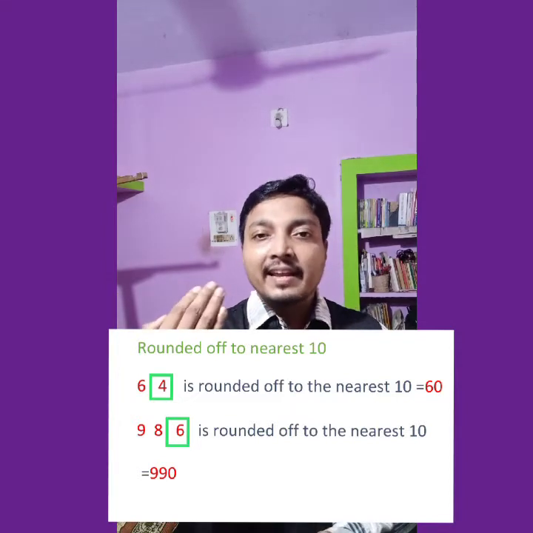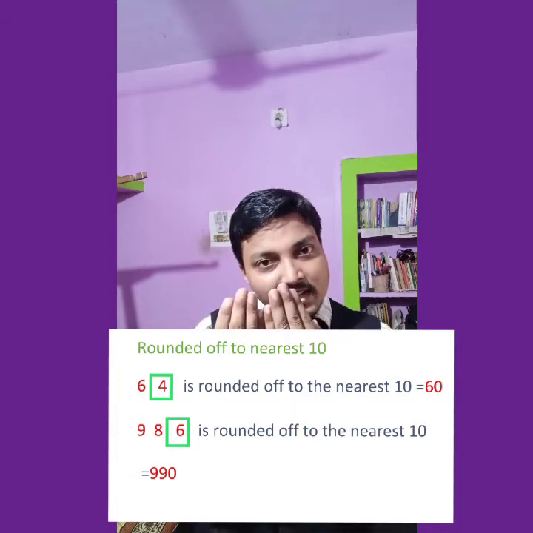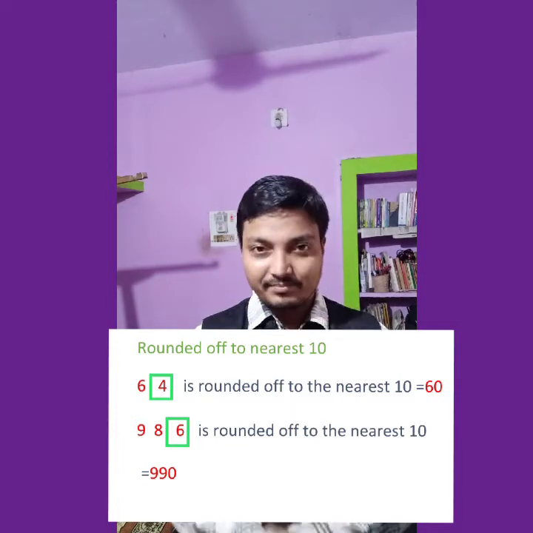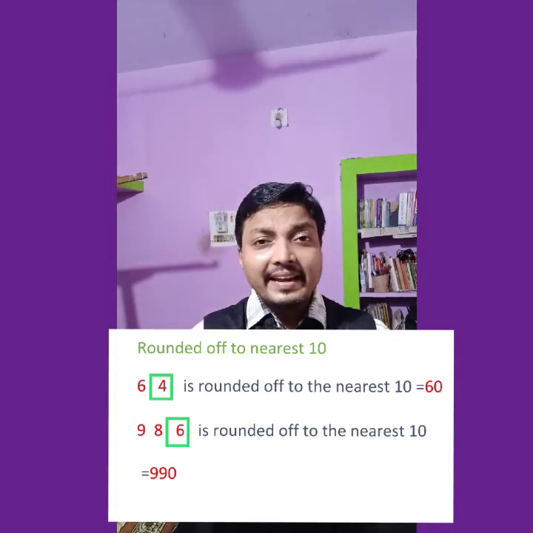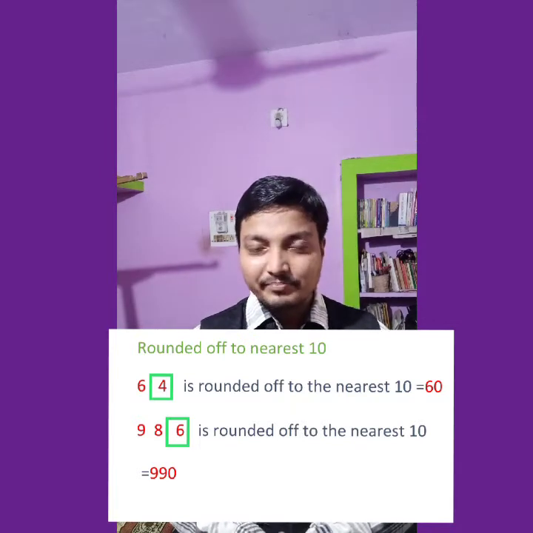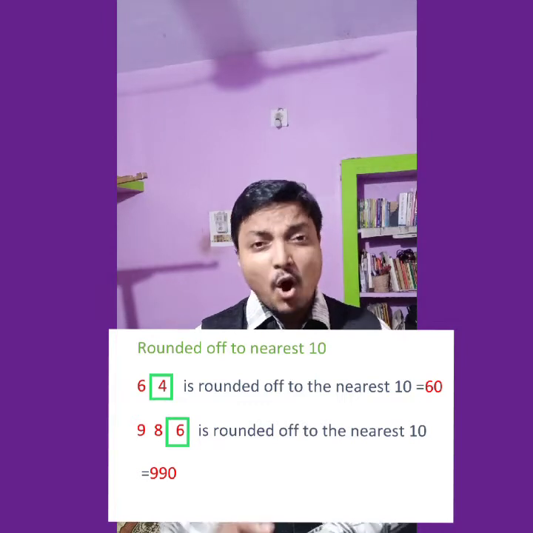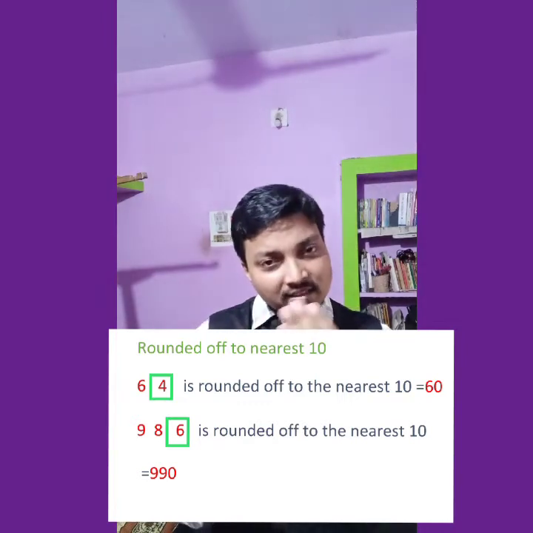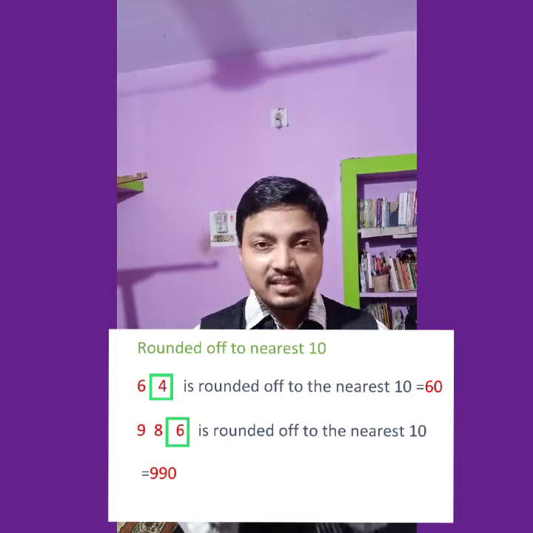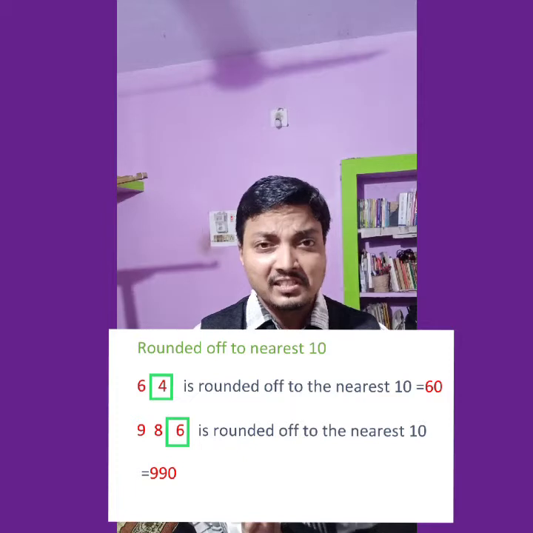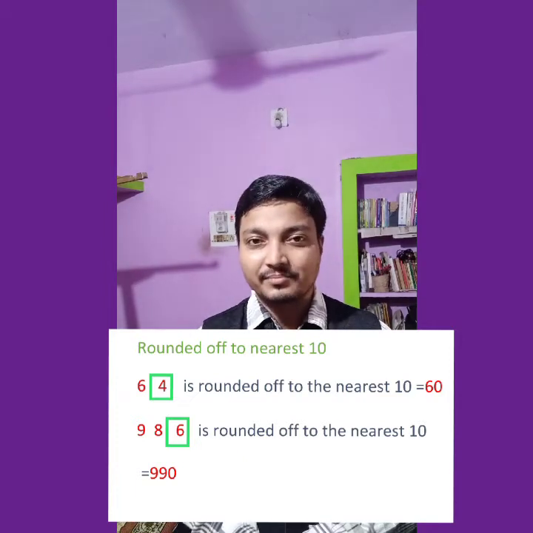So whenever the nearest 10 is asked, we need to check its previous place, the ones place. Whenever the nearest 100 is asked, we need to check the tens place. Whenever the nearest 1000 is asked, we have to check the previous place, which is the hundreds place. First I am showing you the nearest 10 calculation.